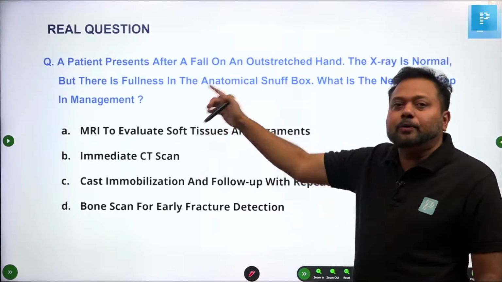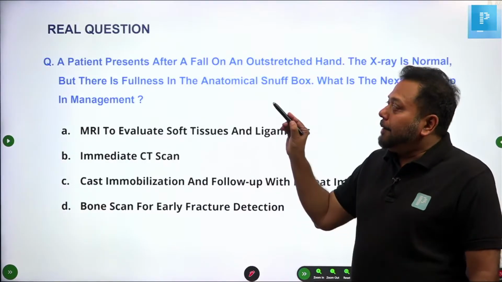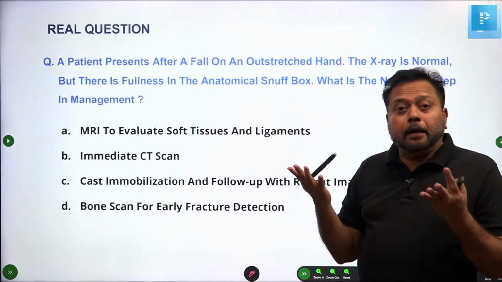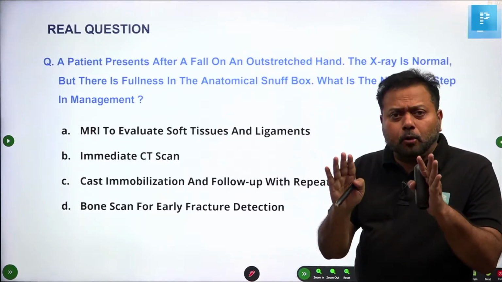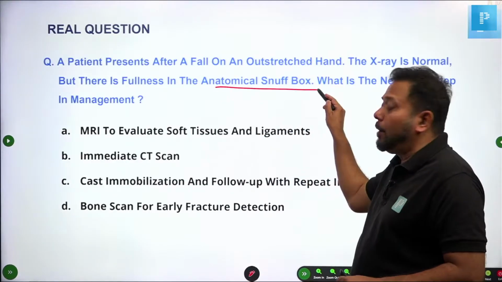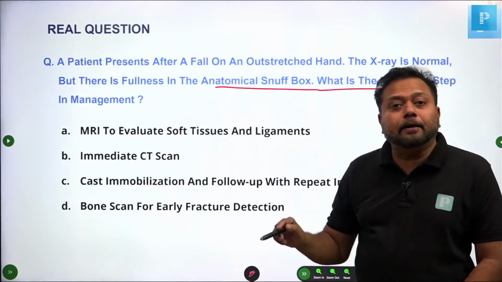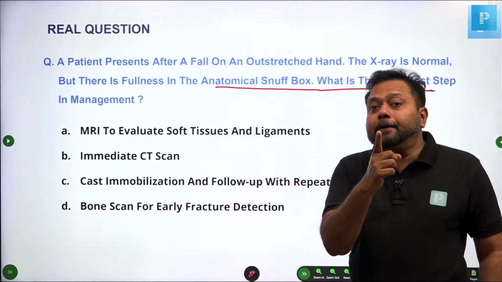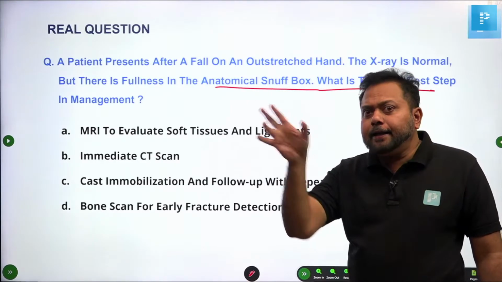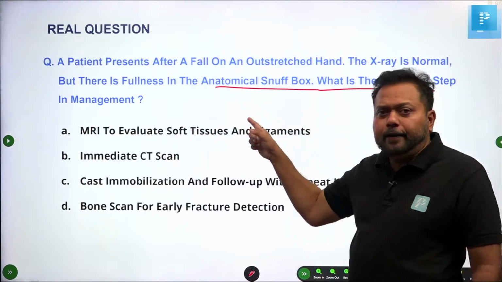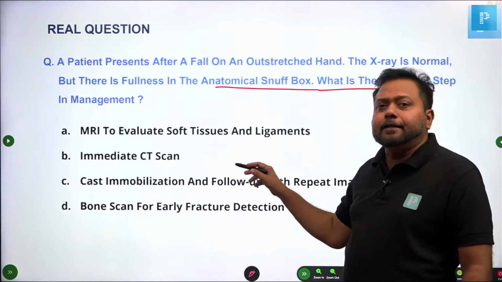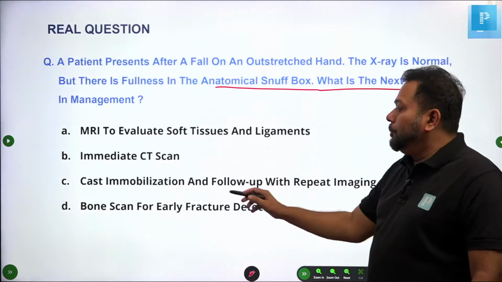Now we see the real question of INI-CET. A patient presents after a fall on an outstretched hand. The X-ray is normal. Simple, our normal digital routine X-ray is normal, but there is fullness and tenderness of the anatomical snuff box. What is the next best management? This question has been repeated, to my knowledge, thrice in NEET PG and INI-CET. Very sensitive question. So what will you do? MRI to evaluate, immediate CT scan, cast immobilization and follow up, bone scan for early.